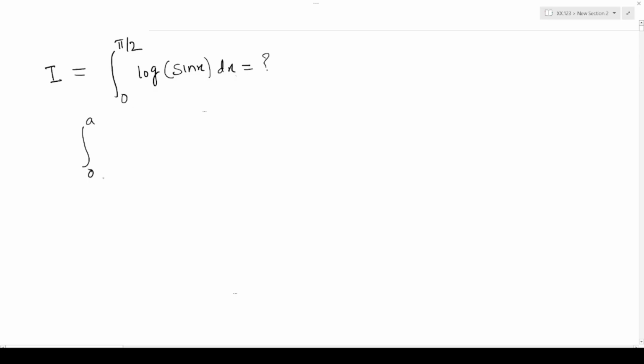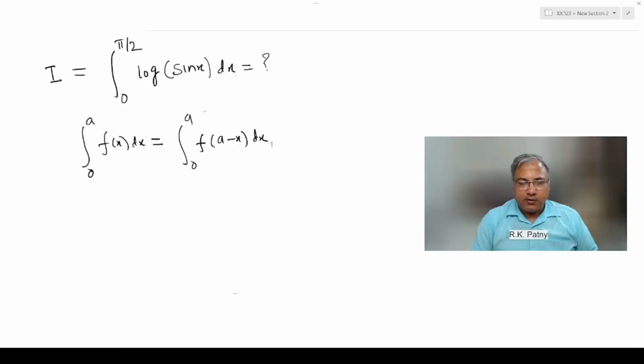One of the important rules of definite integration is that the integration from 0 to a of f of x with respect to x is equivalent to the integration from 0 to a of f of a minus x with respect to x. So to solve this question, we are going to use this property.